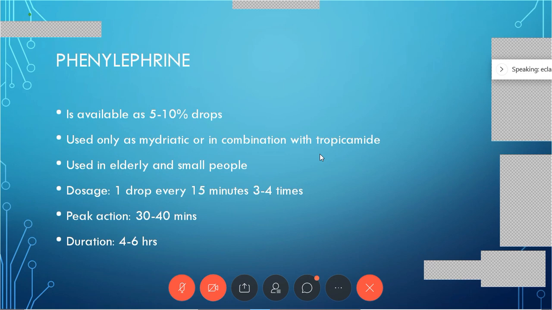The other one is phenylephrine. It is available as 5 to 10% drops, used only as a mydriatic or in combination with tropicamide. Used in elderly and small people. Dosage is 1 drop every 15 minutes, 3 to 4 times. Peak action is 30 to 40 minutes. Duration of action is 4 to 6 hours, same as cyclopentolate.